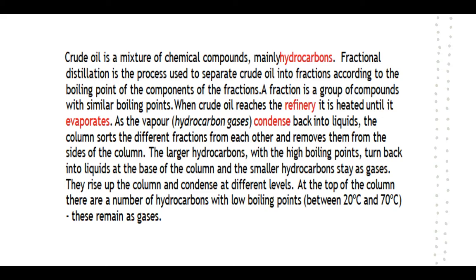The larger hydrocarbons with high boiling points turn back into liquids at the base of the column, and the smaller hydrocarbons stay as gases. They rise up the column and condense at different levels. At the top of the column, there are a number of hydrocarbons with low boiling points, between 20 degrees and 70 degrees, and these remain as gases.